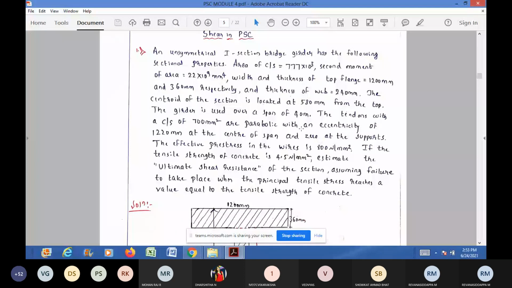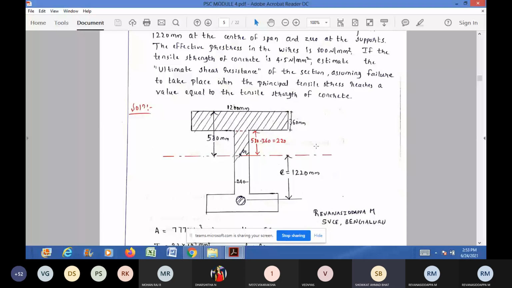Finished? Yes, sir. Read the diagram. This diagram is not given. I have written it as per the problem statement.